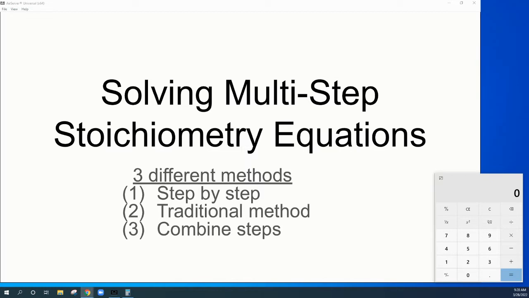I'm going to show a step-by-step method, a traditional method, and a combining steps method. My preferred method that I like to use is combining steps, but I want to show you the step-by-step method first, because without that, with the combining steps method, you're going to make some silly mistakes. I think the step-by-step is the easiest to understand, but it looks like a lot of work. Really, all of these methods use the same amount of work. It's more a matter of how you write it down. And these are not by any stretch of the imagination the only ways to solve these questions.